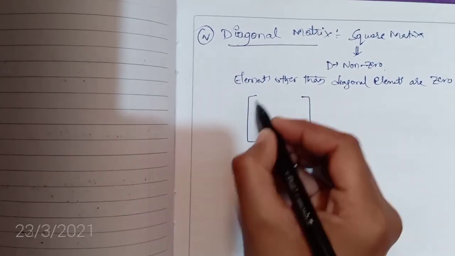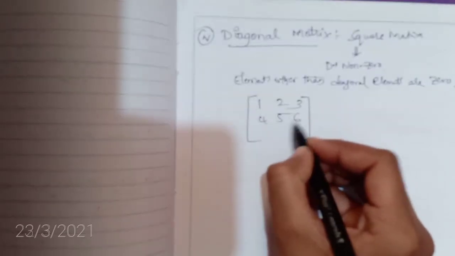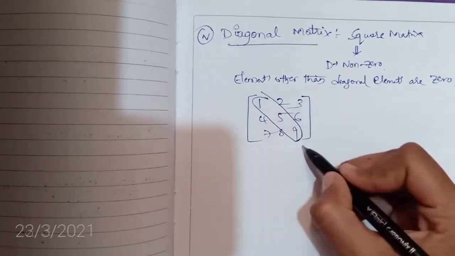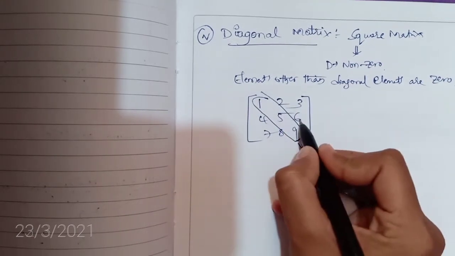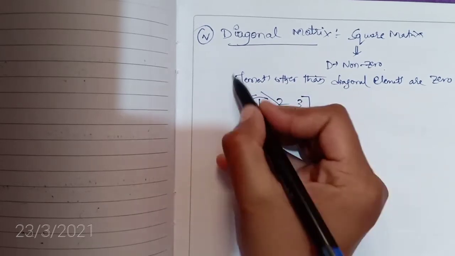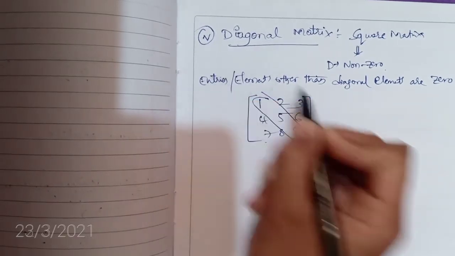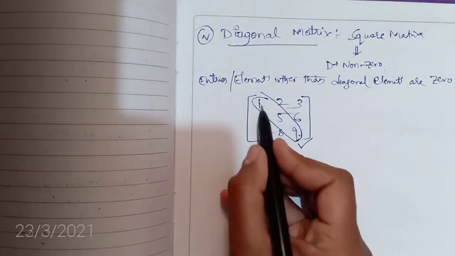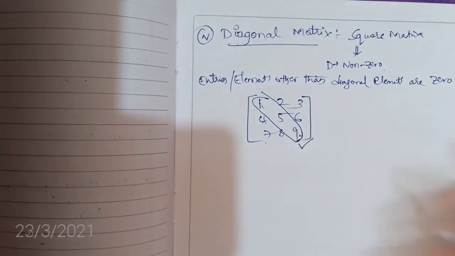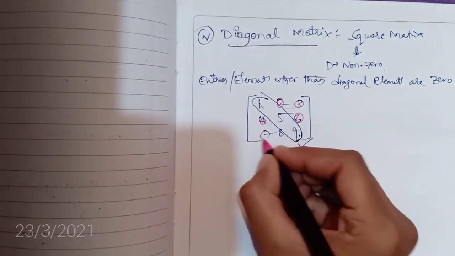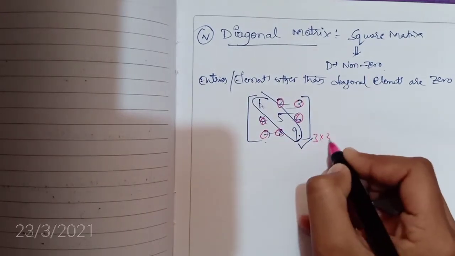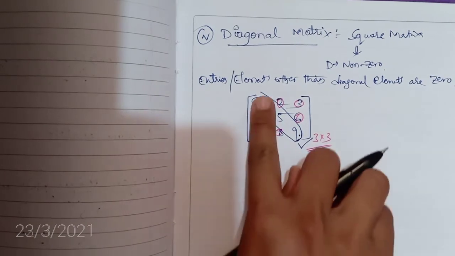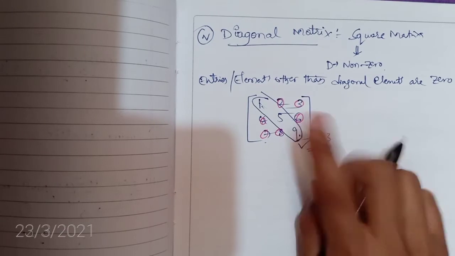See, if I write a square matrix 1 2 3 4 5 6 7 8 9, then these diagonal elements are non-zero. This condition is satisfied, but all the other entries other than the diagonal elements are 0, right? So other than the diagonal, these are 0 0 0 0 0 0. So this is a 3 cross 3 square matrix. It becomes a diagonal matrix when the diagonal elements are non-zero and all the other elements are 0.